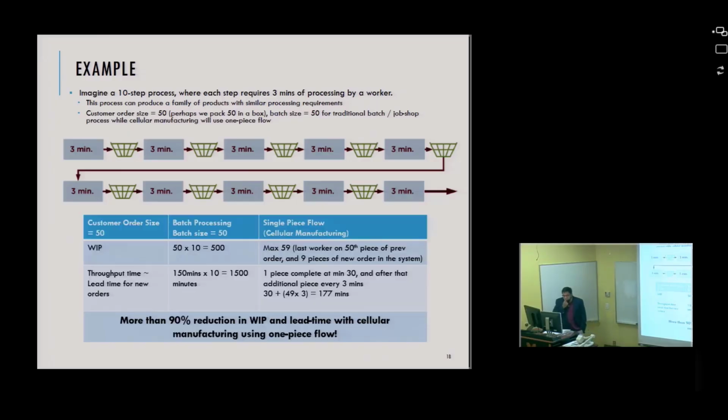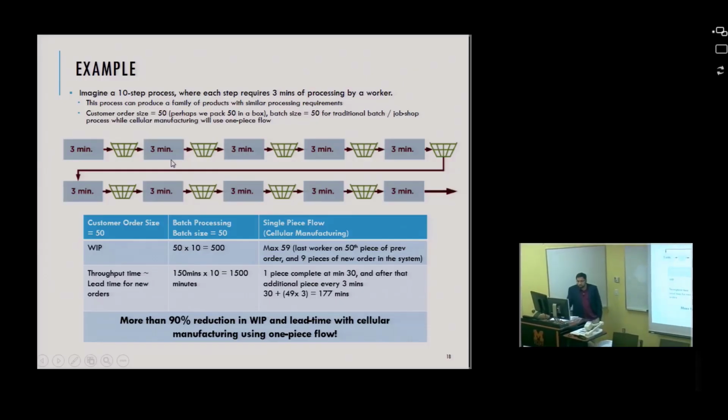We're going to assume that customers place orders in sizes of 50. Maybe 50 is the shipping volume. We can ship them in a truck with 50 pieces in it, things like that. So if you had a batch process, then this worker would make 50 things, put them here. Then the 50 would go to the next station. He would work on the 50, put them here, go forward, make them 50.